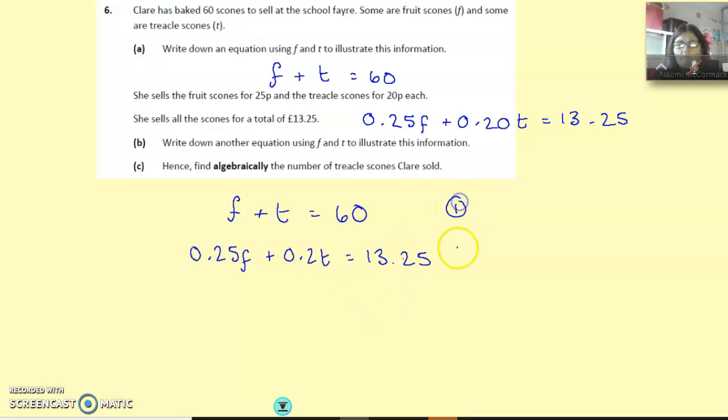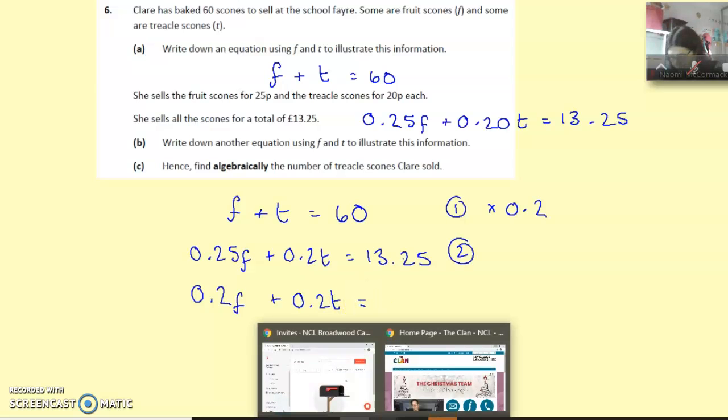Okay, so there's equation 1, there's equation 2. Awkward numbers again. I'm going to times equation 1 by 0.2 so that these match. So I get 0.2F plus 0.2T equals, and 60 times 0.2, I'm going for 12, but let me just check it.